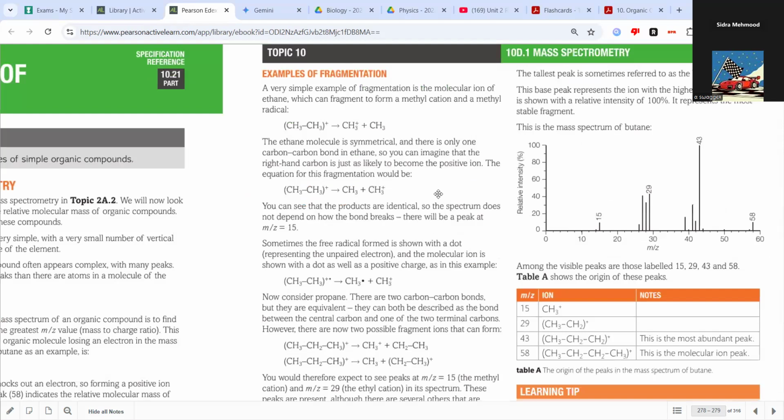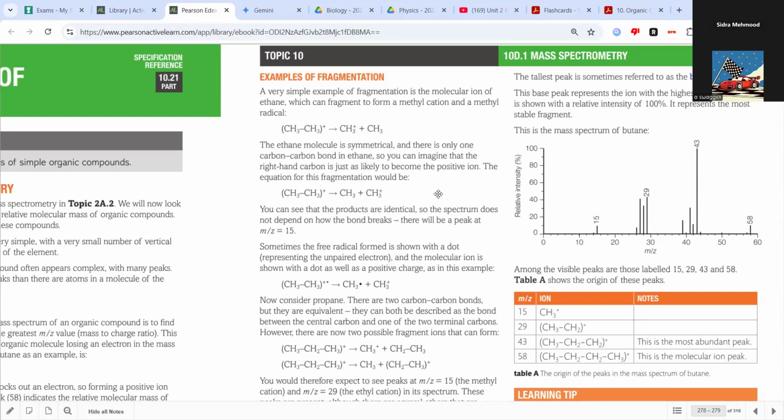Yeah, this is the table, if you see. This 15 is referring to methyl cation. 29 is referring to ethyl. Then 43 is related to propyl. And 58 is related to butyl. So if you see this one, this is referring to methyl, CH3 positive.